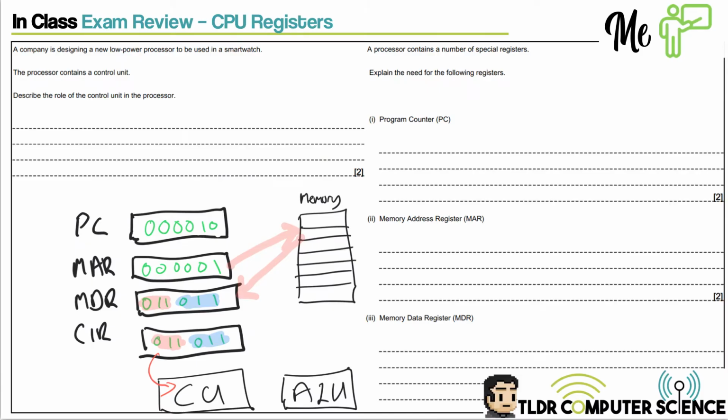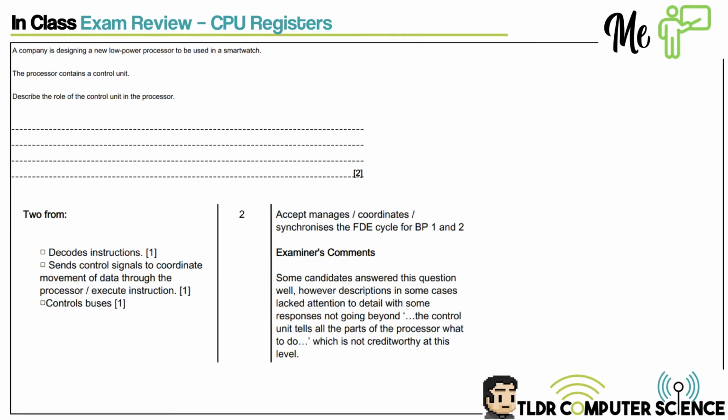So the question was, describe the role of the control unit in the processor. So what I would say is the control unit helps manage this fetch, decode, execute cycle, number 1 point. Number 2 point, it passed it here. What was happening at this point when it was passing it down? It helps decode it. So over here, I've got the actual answers here for us to look at.